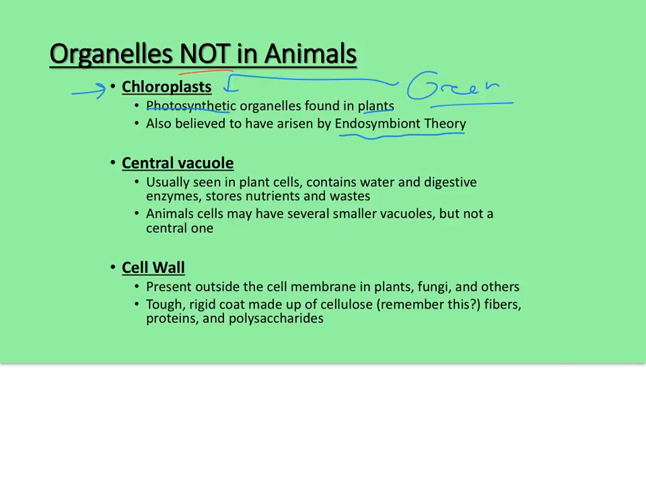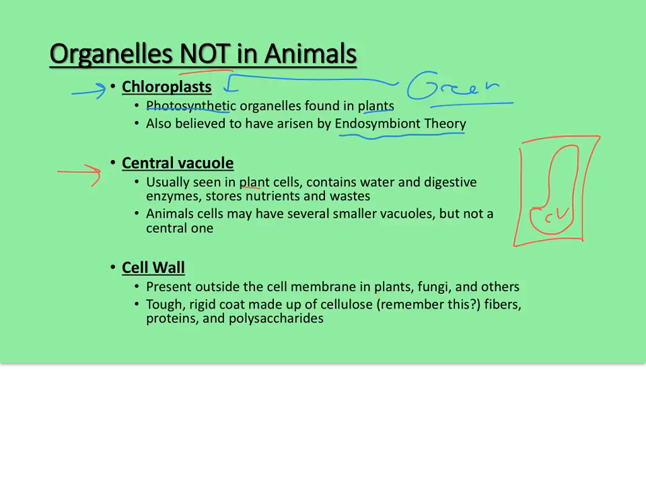Now the second organelle that we do not see in animals is the central vacuole. Central vacuole, also primarily seen in plants, contains water, contains some enzymes, sometimes stores some carbohydrates, sometimes stores some wastes. But if you can think back to that picture of a plant cell that we started with, the central vacuole is usually huge. Usually takes up most of the area inside of a plant cell. Animal cells also have small vacuoles used for storage, but they don't have one big central one. So that's primarily only seen in plants.